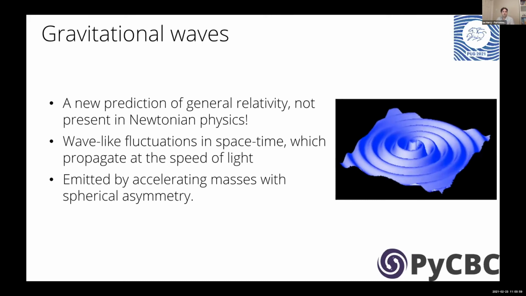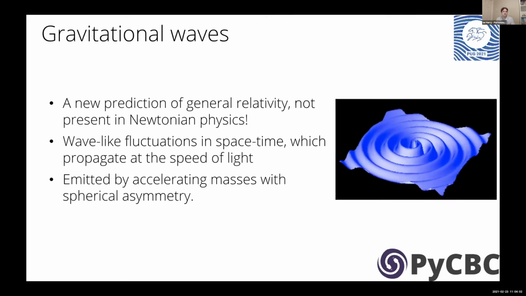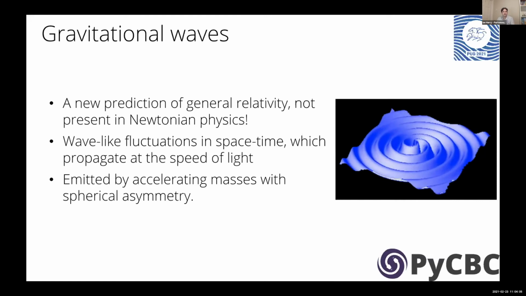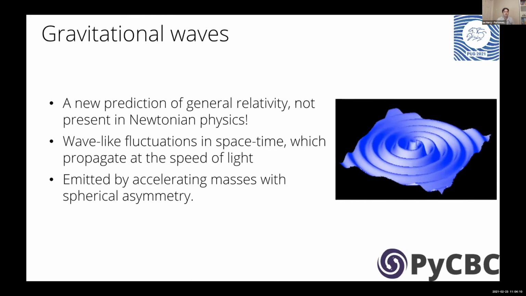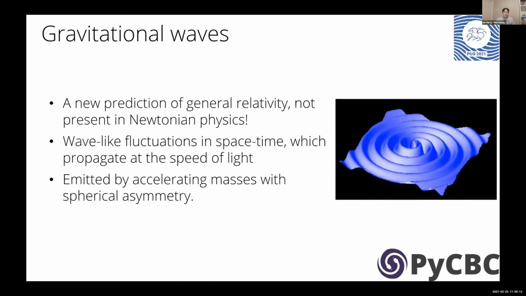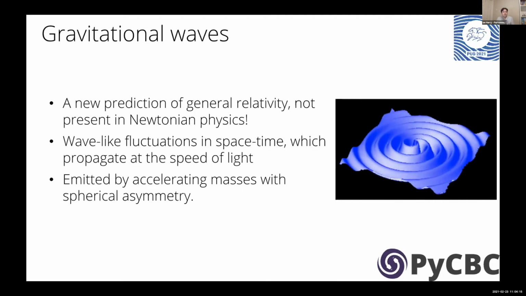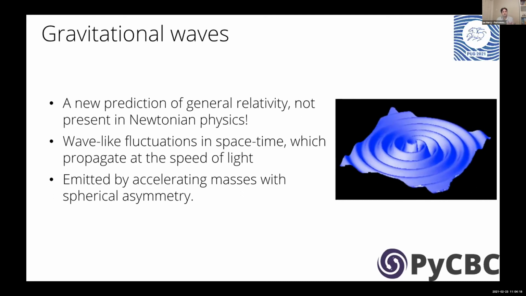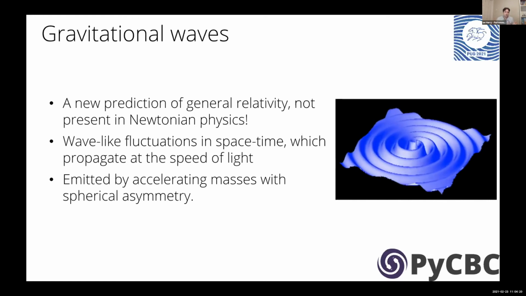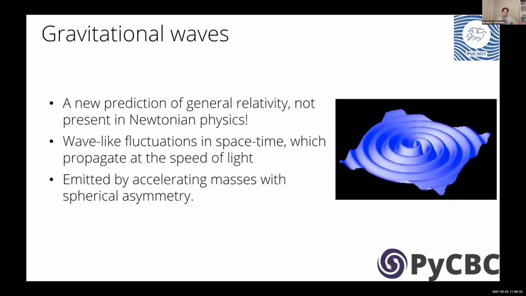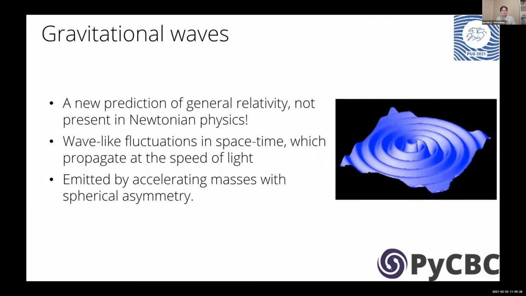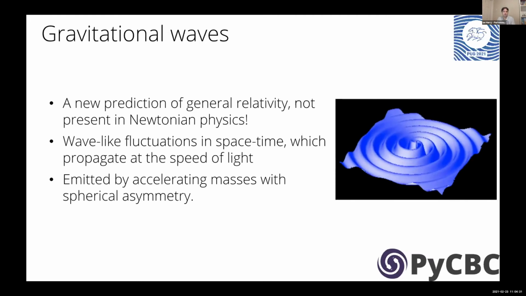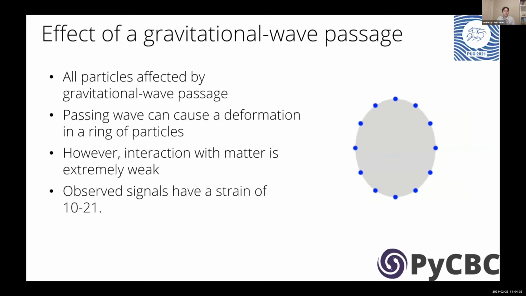This is the idea of wave-like fluctuations of gravity that can travel at the speed of light, almost fluctuations in the underlying space-time itself. These gravitational waves can be shown to be emitted by accelerating masses if there's some sort of spherical asymmetry. So a star spinning doesn't emit gravitational waves unless it's ellipsoidal. But two black holes, for example, are a perfect candidate for the type of system that can emit gravitational waves. Now, these are difficult to observe.